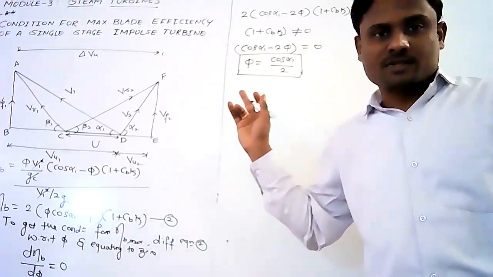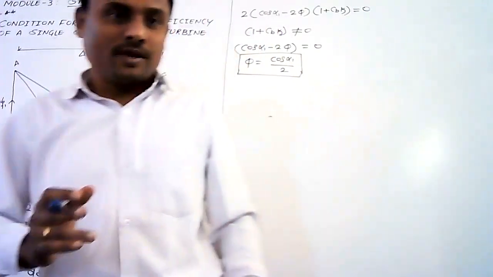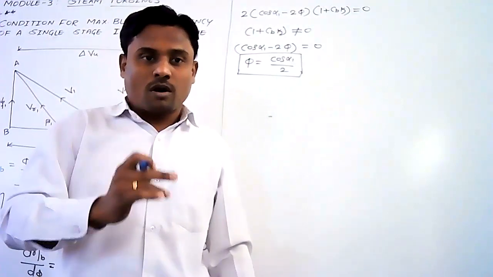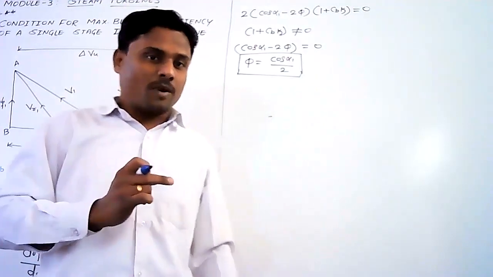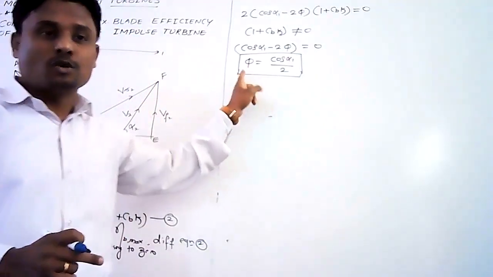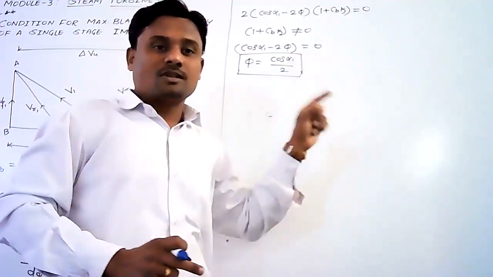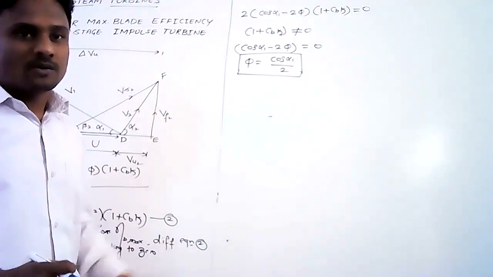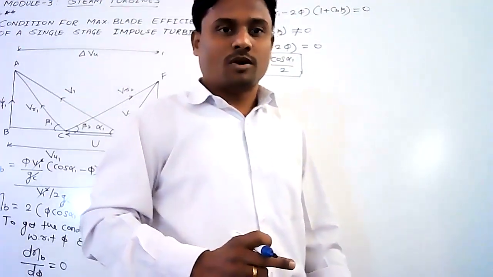Many times it has been asked in previous year competitive exams like RRB, railway exams, SSC, JE exams: what is the condition for maximum blade efficiency for a single stage impulse turbine? So speed ratio phi should be equal to cos alpha 1 divided by 2, where alpha is the nozzle angle. So this is a very important concept from the competitive examination point of view.